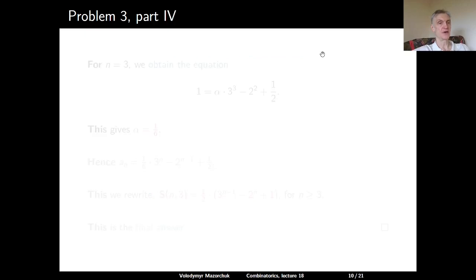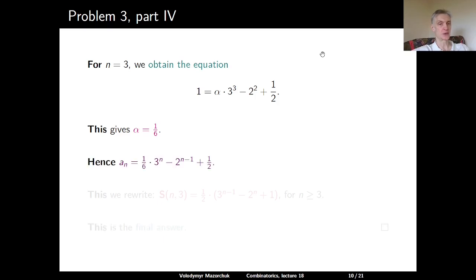To determine alpha, let us recall that a_3 is equal to 1. So for n equals 3, we get that 1 is equal to alpha times 3 to the power 3 minus 2 to the power 2 plus 1/2. And this gives alpha equals 1 divided by 6. So the answer is a_n is equal to 1 divided by 6 times 3 to the power n minus 2 to the power n minus 1 plus 1/2. And this we can rewrite.